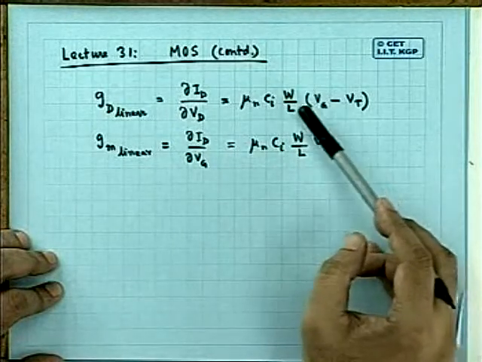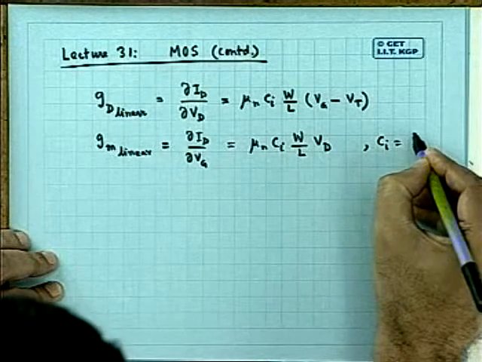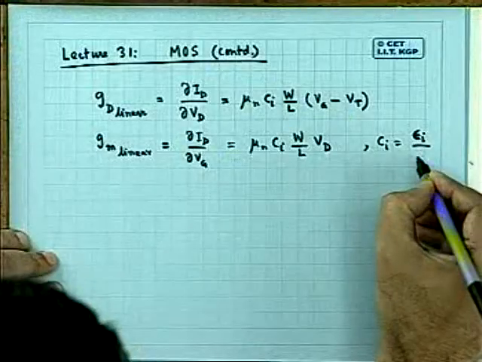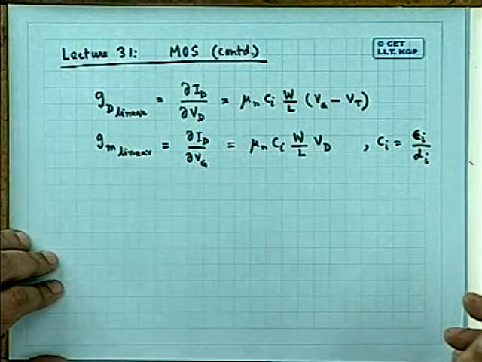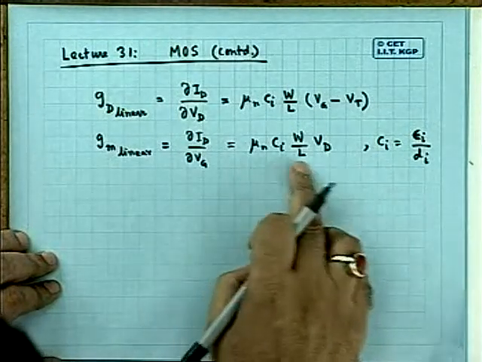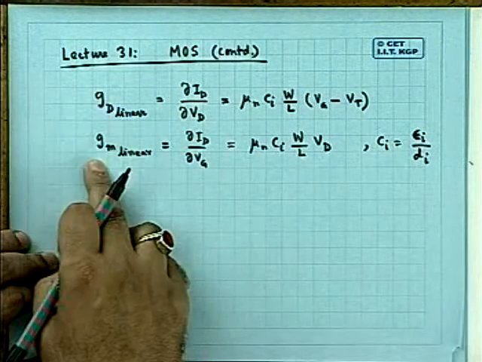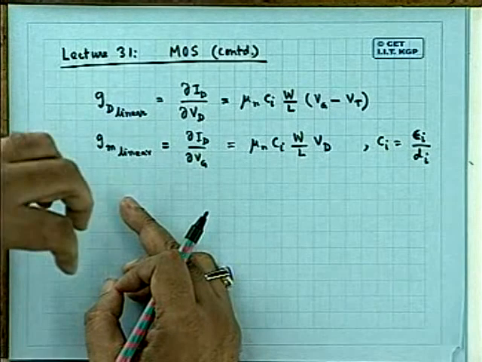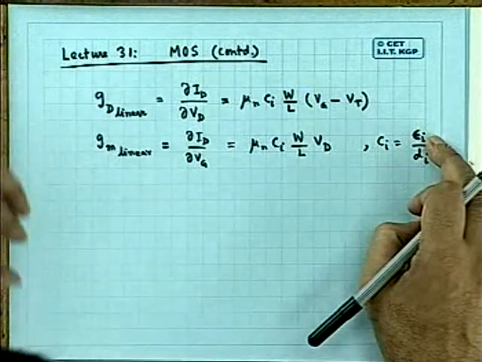Ci is equal to epsilon I divided by Di, the insulator dielectric permittivity divided by the insulator thickness. So you see that the lower the value of Di, the more GD and GM are expected, because there will be stronger coupling, a stronger gate effect. The higher the value of epsilon, the dielectric constant, again there is a stronger gate effect.